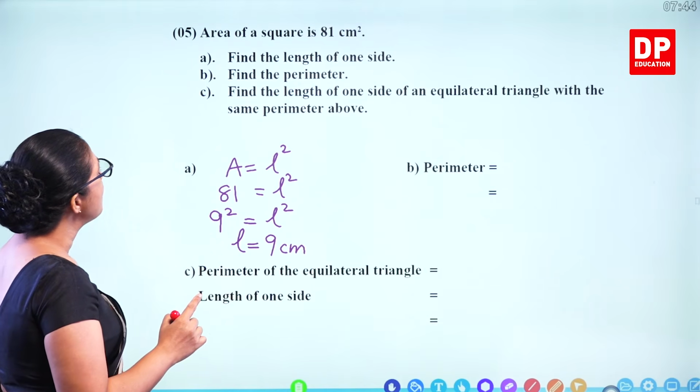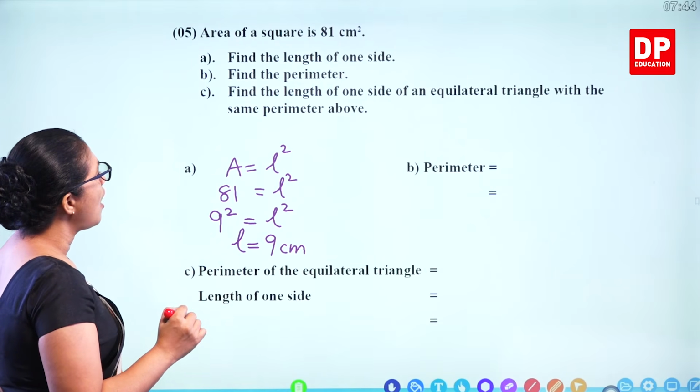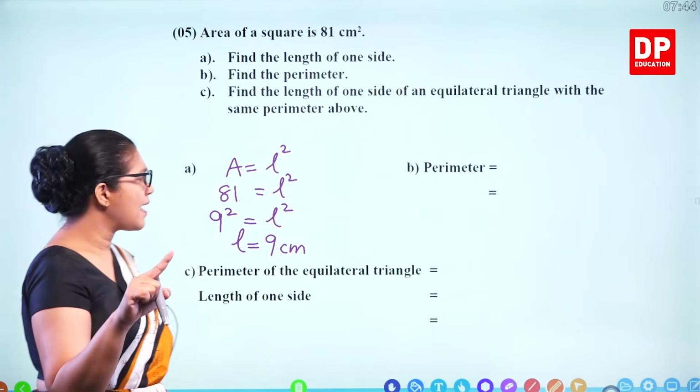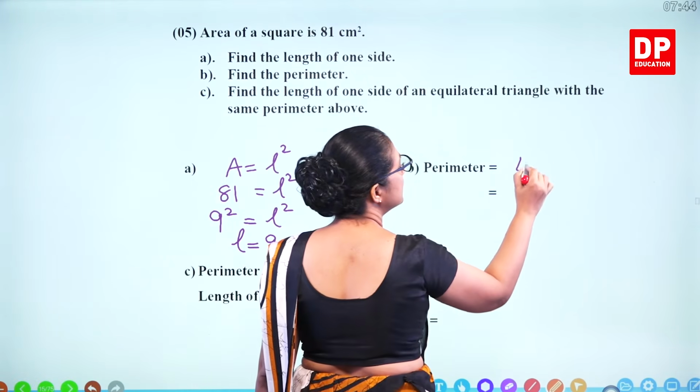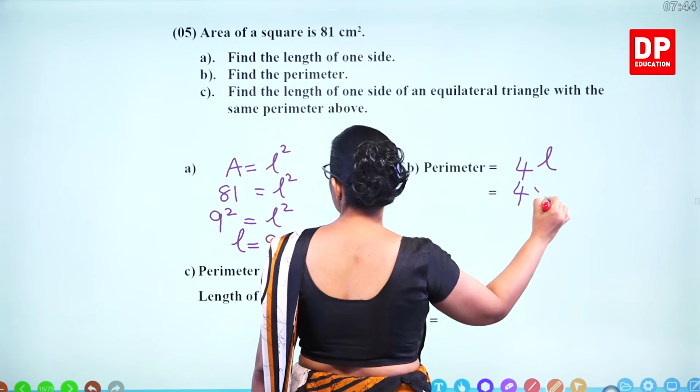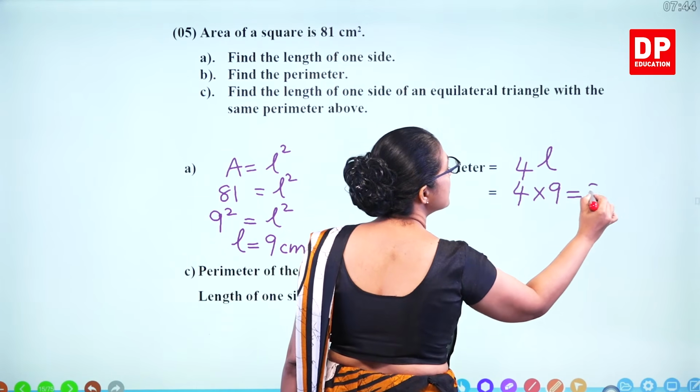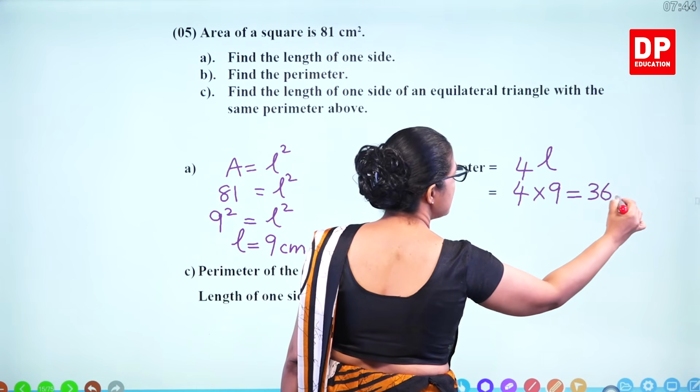This is in centimeters. Find the perimeter. How do you find out the perimeter? One side is L. There are 4 sides. 4L. So 4 times 9, you get 36 centimeters.